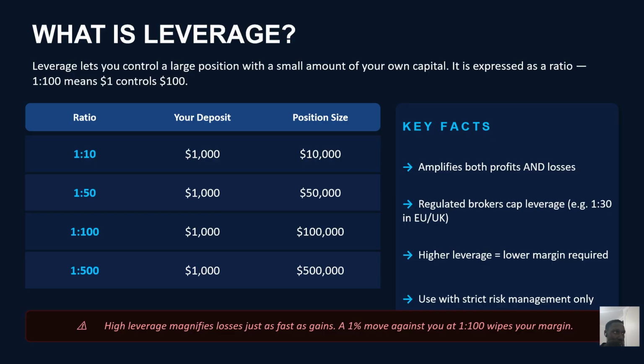Regulated brokers cap leverage, like 1 to 30 in the EU. Higher leverage equals lower margin required. Use with risk management only. Higher leverage magnifies losses just as fast as gains. A 1% move against you at 1:100 wipes your margin.